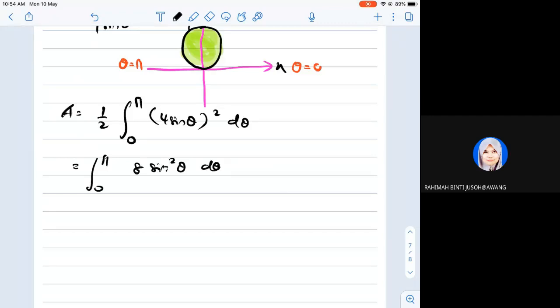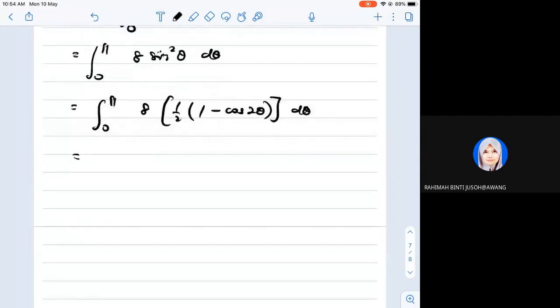So now, sin squared dia jadi apa? Kosong ke pi, 8 darab 1/2. 1 tolak ke tambah guys? Tolak. Tolak, pandai. Cos 2 theta d theta. So now dia jadi 4. Integration from 0 until pi, 4 minus 4 cos 2 theta d theta.